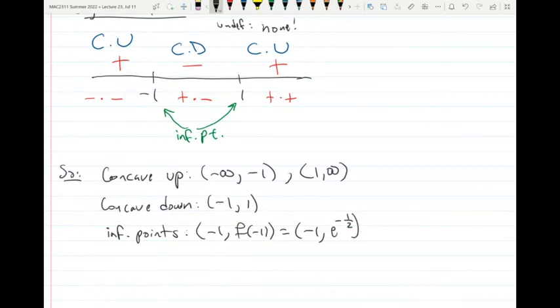You can rationalize this, and you can get fancy there. I'm just going to keep it like that. And then 1 comma f of 1. Okay? So the y value is the same, but the locations are different. There are two inflection points. Those are the actual points. Okay. Questions?